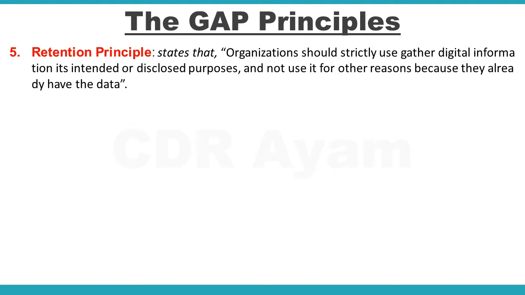So, based on the fifth GAP principle, you can sue an organization who, upon gathering your digital information based on a disclosed purpose to you, decides to use your gathered digital information for undisclosed purposes, or decides to keep your gathered digital information for undisclosed purposes rather than disposing of it securely.